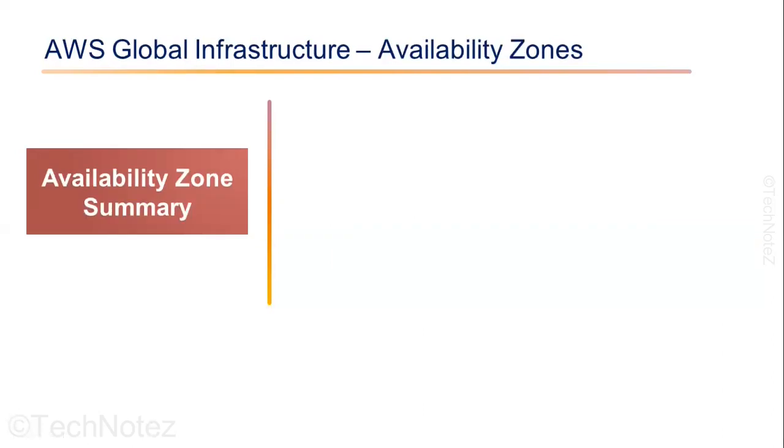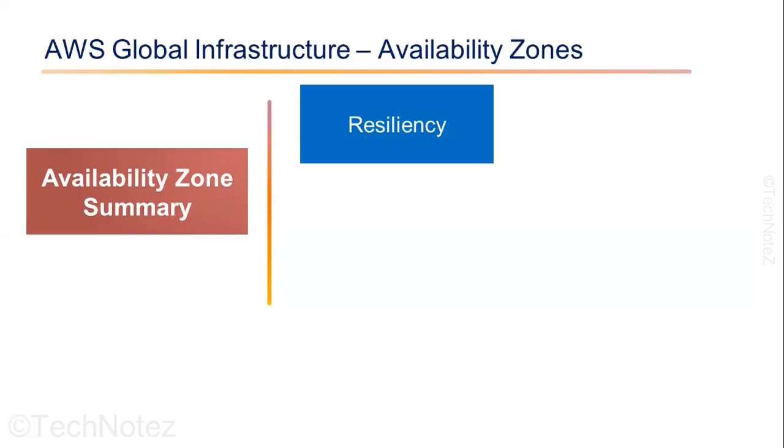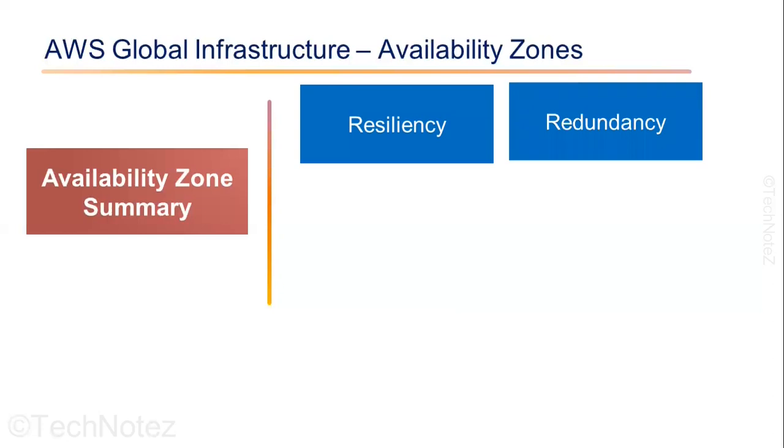So we talked about AWS availability zones. Let's quickly summarize the key points of availability zones. Resiliency. Each AWS availability zone is a physically separate and independent data center with its own power, cooling, and networking infrastructure. Redundancy. AWS deploys multiple availability zones in a region to ensure high availability and fault tolerance of your application. In general, there are at least two and up to six availability zones per region.